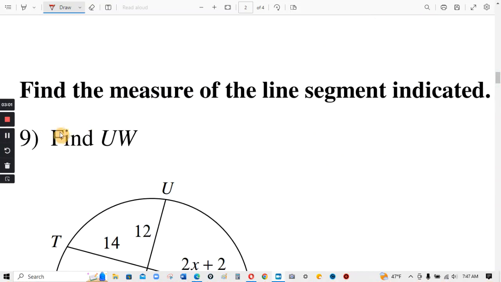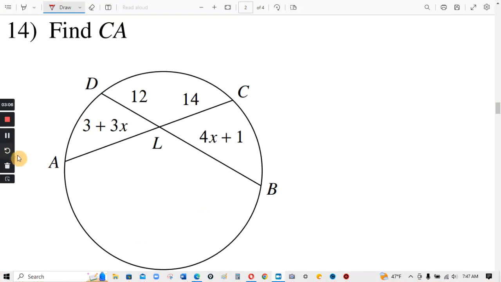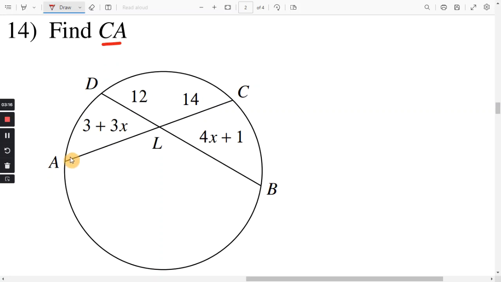Now on the second page, they want us to find the measure of the line segment indicated. Please pause and try number 14 and see if you can solve for x at least. And if you do, then they want you to find CA, that's this whole thing right here. So you'll have to plug in for x and add 14.